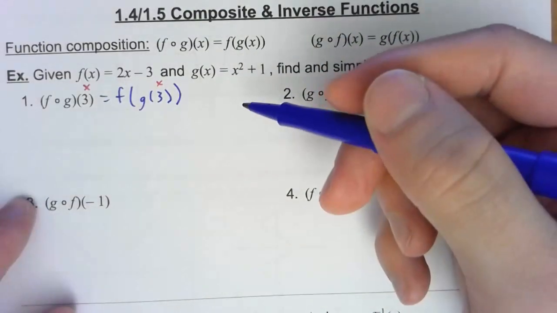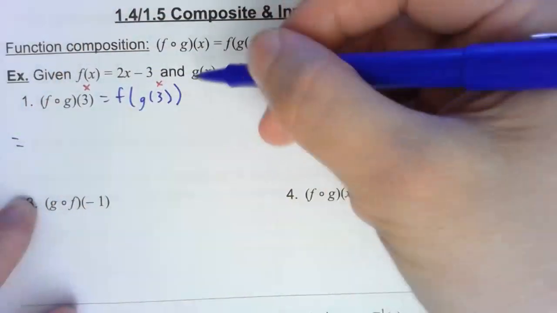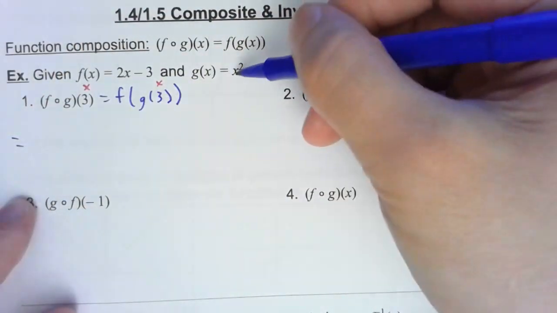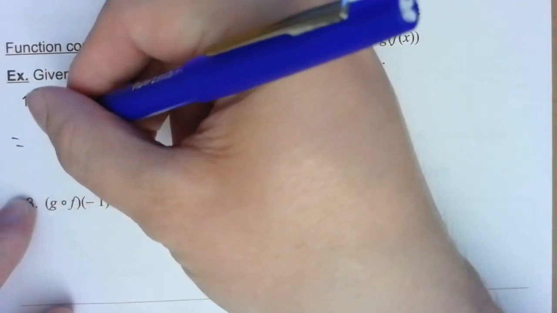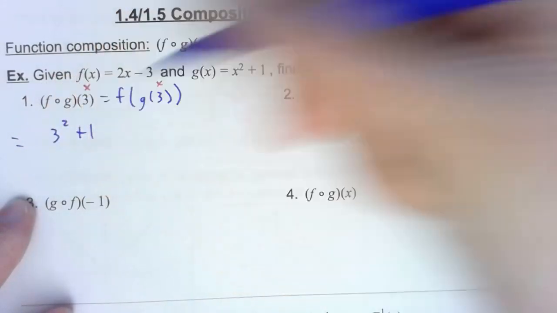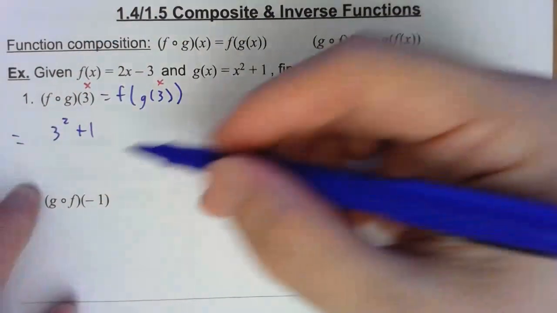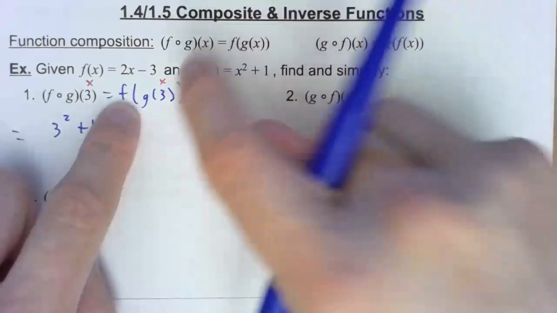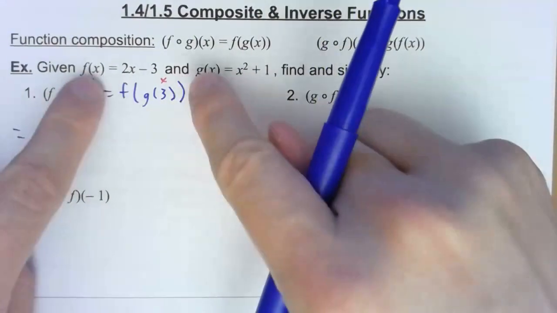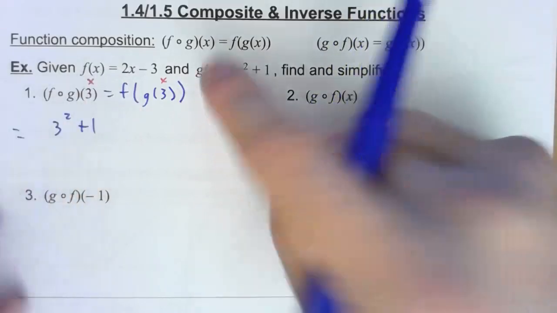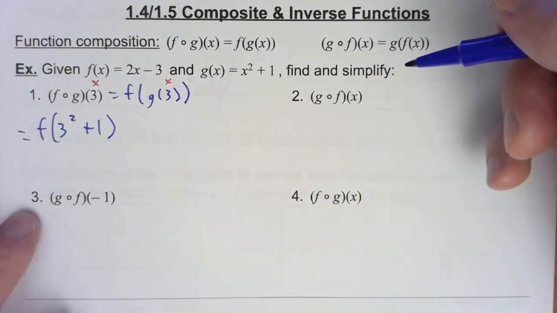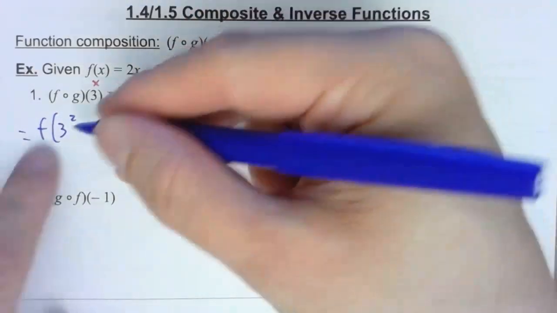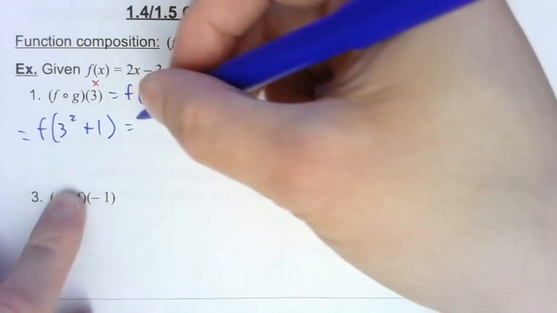So you're going to want to take 3. 3 is the x, plug it in for x right there. So you'll have 3 squared plus 1. The thing is, whatever we get from this, we're going to have to plug into f. The problem isn't just g of 3, it's f of g of 3. So we have f of 3 squared plus 1. Well, of course, 3 squared plus 1, 9 plus 1, that's 10.